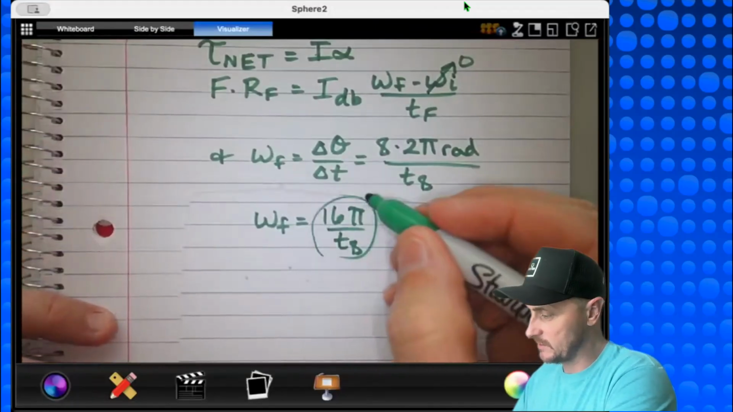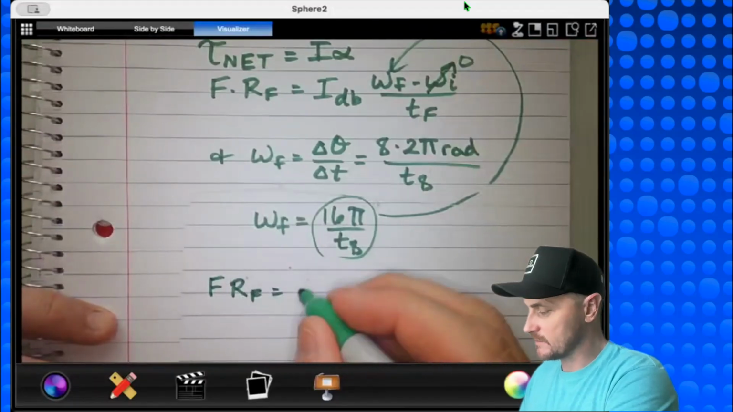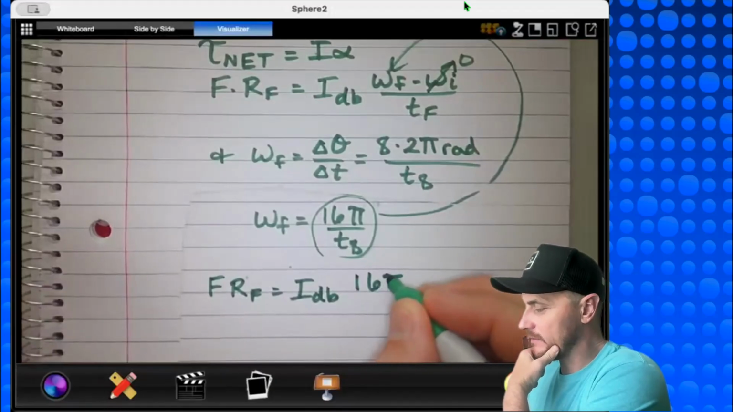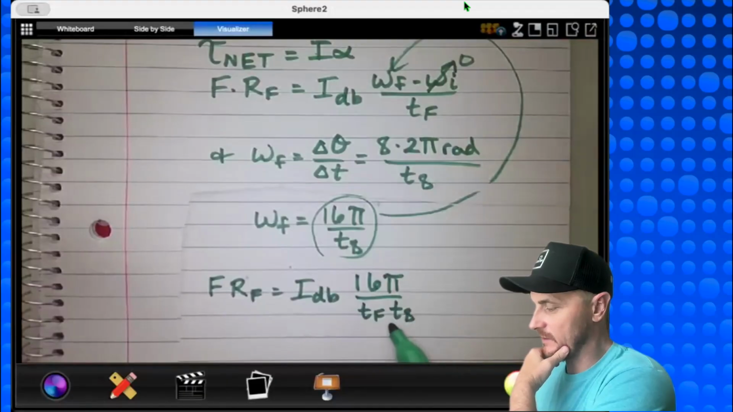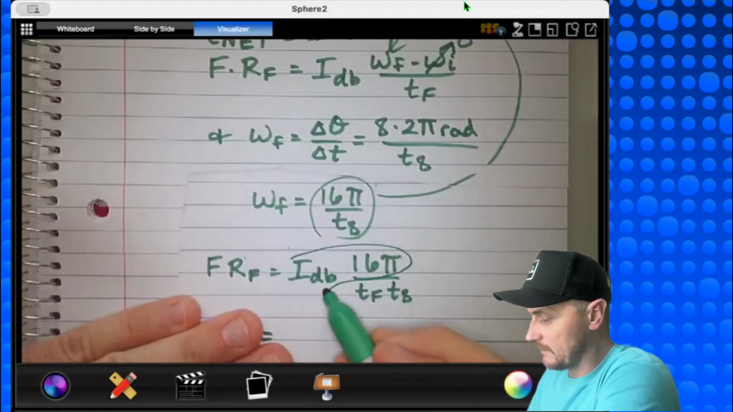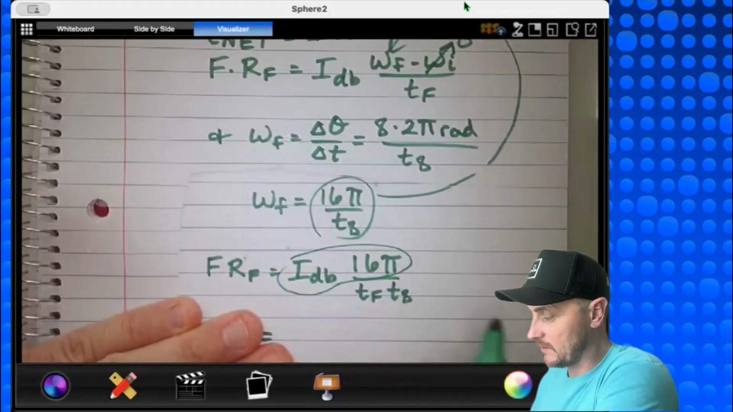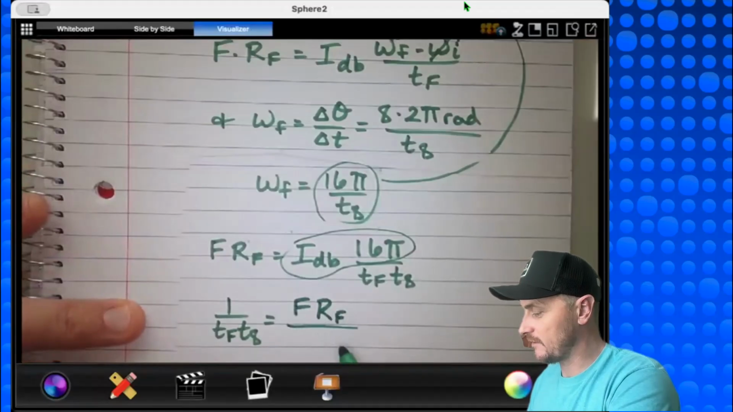I'm going to take this expression and plug it in right there. So I'll get F times R_F equals my rotational inertia of the disc bar system times 16 pi over T_F T_8. So you can see I just put T_F in front of the T_8, but right there is my omega_F. So at this point, I'm going to take all of this terminology right here and divide it to the other side, and I'm going to flip the expression. So here we go. I get 1 over T_F T_8 equals F R_F divided by I_DB times 16 pi.